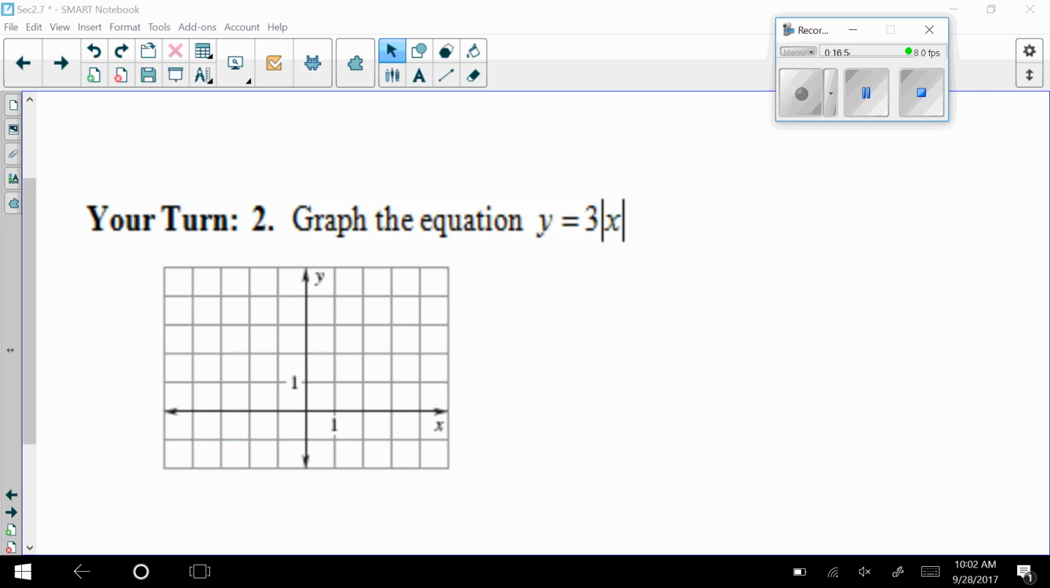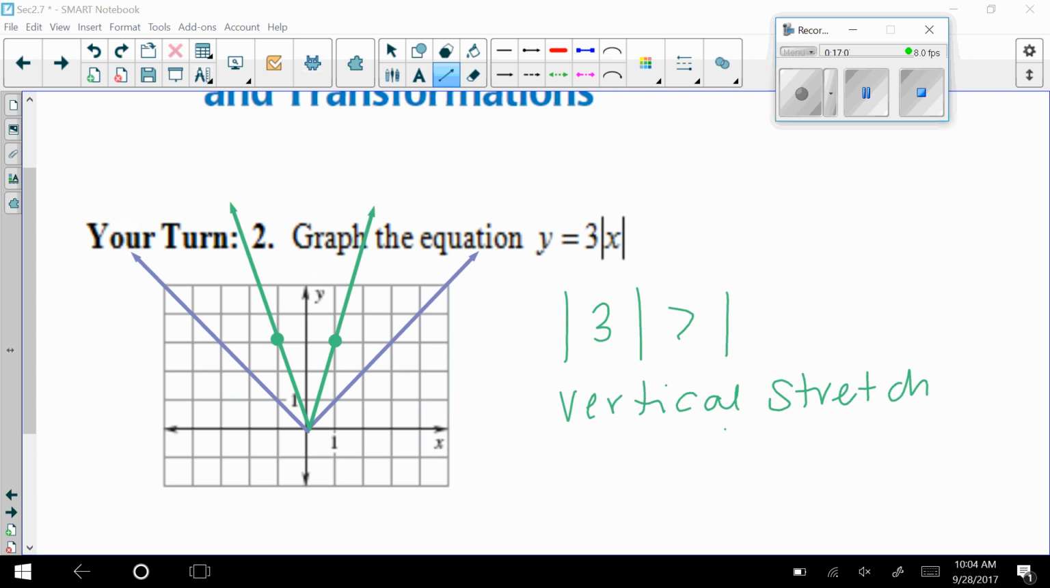Now on your own, graph the equation y equals 3 times the absolute value of x. Is it a vertical stretch or is it a vertical shrink? And what is the vertex? So here's what your graph should look like. The purple is the parent graph. And so just so you can compare, the green is the graph y equals 3 times the absolute value of x. So 3, that's our a.